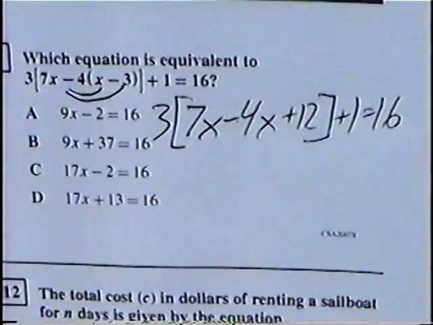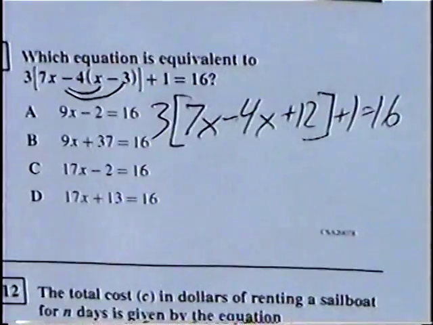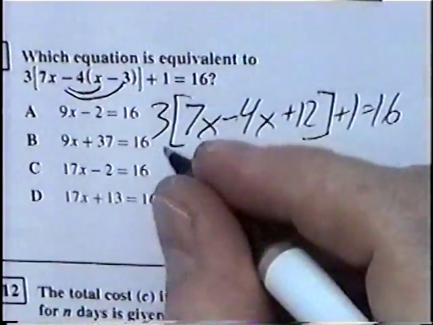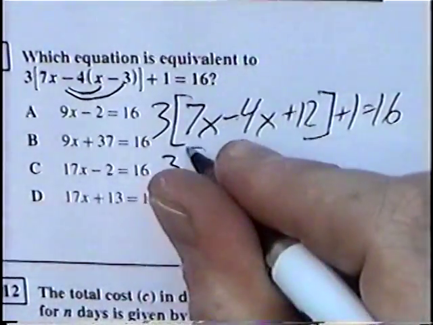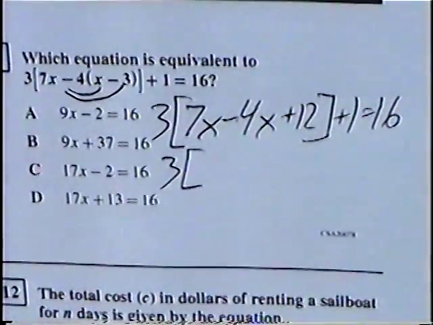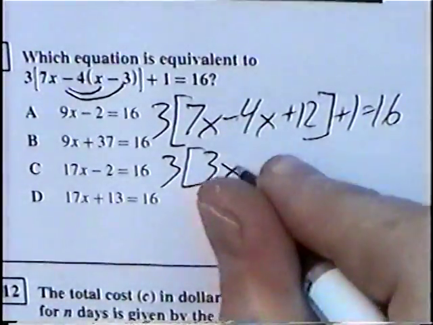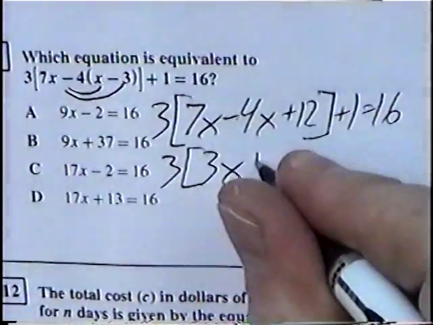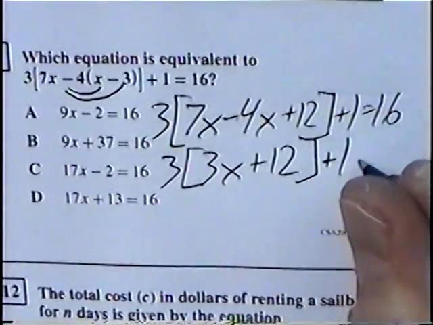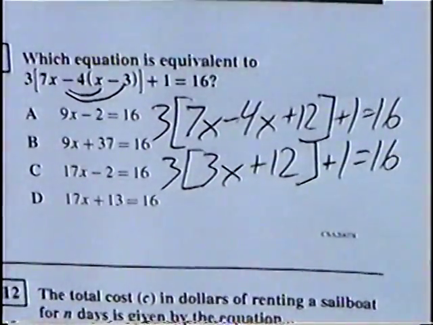Looking at the possible solutions, this does not match up with any of the solutions so far, so we can continue to simplify. The 3 would stay the same inside the brackets. Combining like terms, 7x minus 4x would be 3x plus 12. And closing the brackets, we'll have plus 1 equals 16.